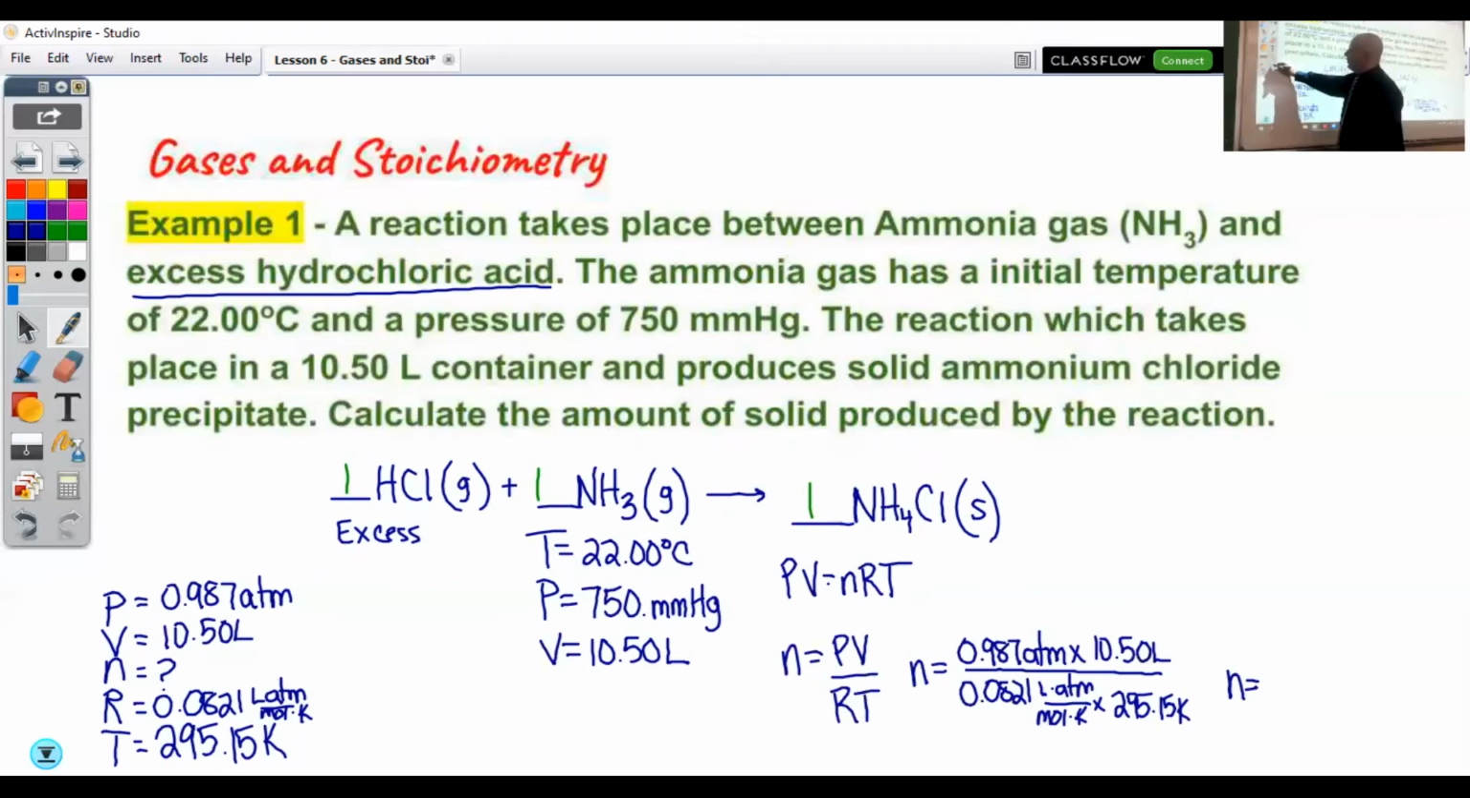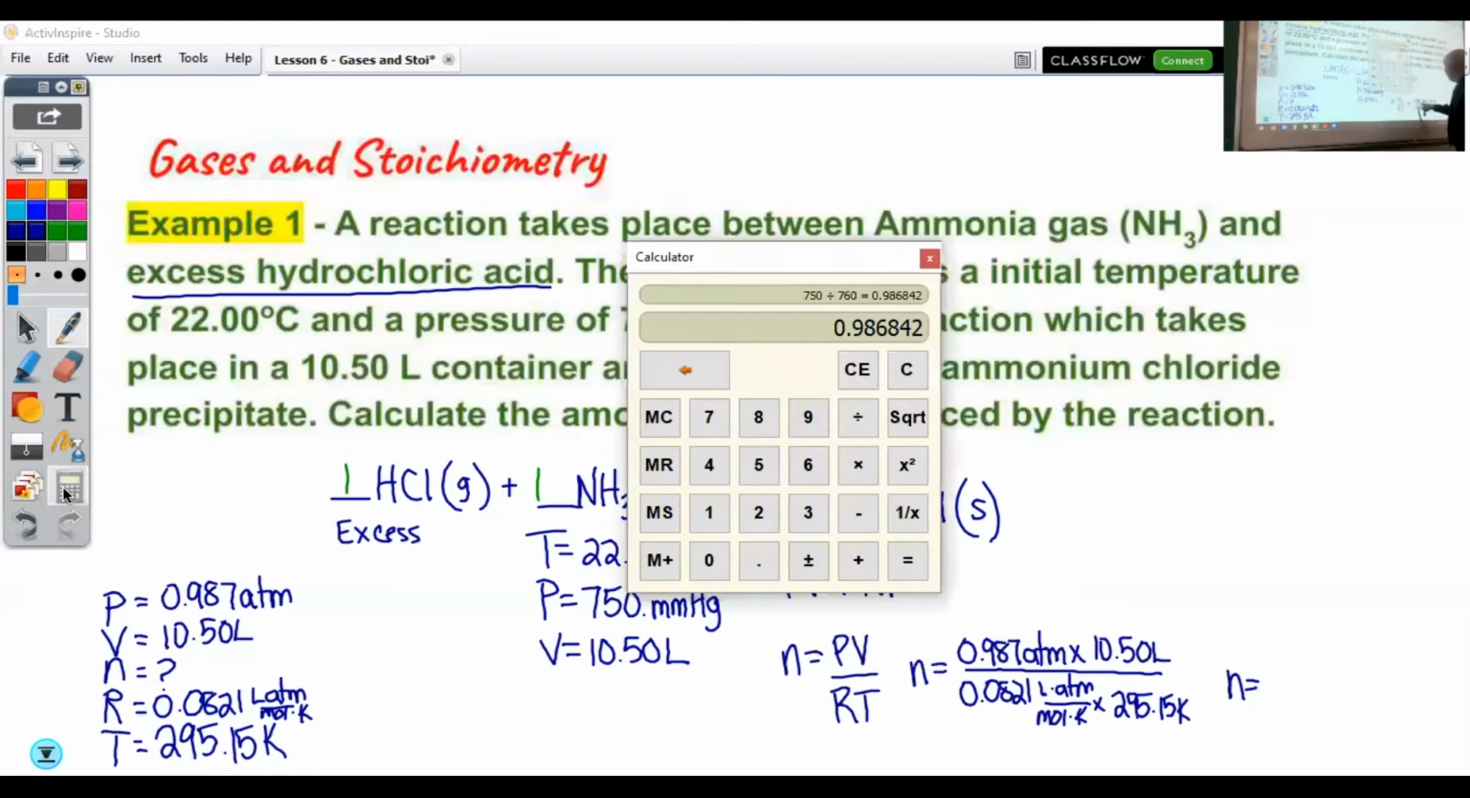So typing this part into the calculator, we're going to get 0.987 times 10.5 divided by 0.0821, but also divided by 295.15. So we wind up with an answer of 0.428 moles of ammonia. Now, this isn't our final answer.